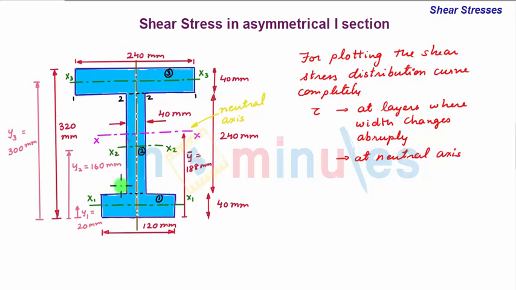Then we'll determine the shear stress at the layer where the web changes to the bottom flange, where we'll have two widths. So the layer will be layer 3-3, whose width will be the width of the web, and then layer 4-4, whose width will be the width of the bottom flange. And we know that the shear stress at the extreme layer from the neutral axis is 0, and the variation of shear stress across the depth is parabolic. So now let's find out the value of shear stresses at different layers.